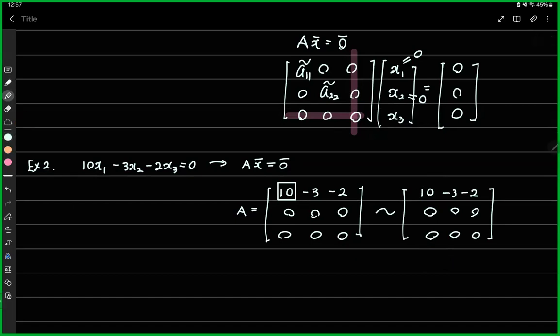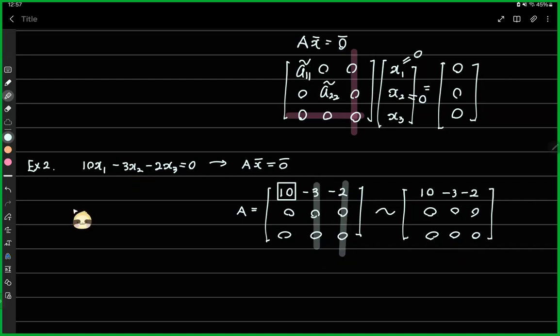Now then what? The second column is a non-pivot column because what? This guy is 0, and then see, this guy is 0. That's why the second and third columns are non-pivot columns. So then x2, x3 must be free variables. You can say that, but without doing that, it's easy to figure out that x2, x3 are free variables, right?